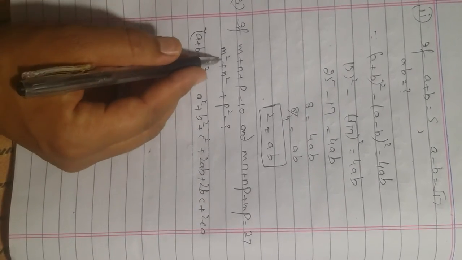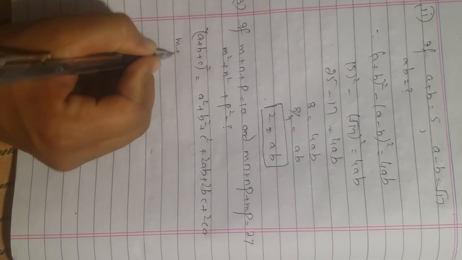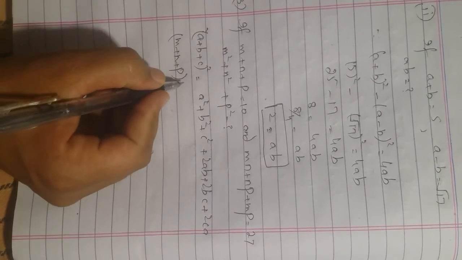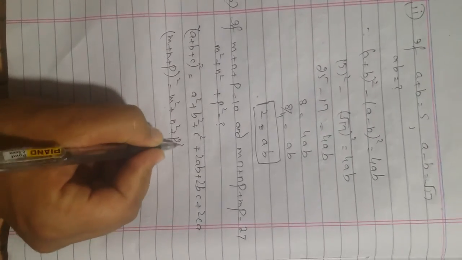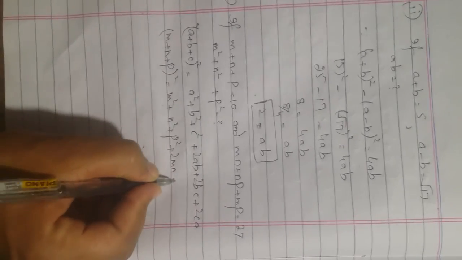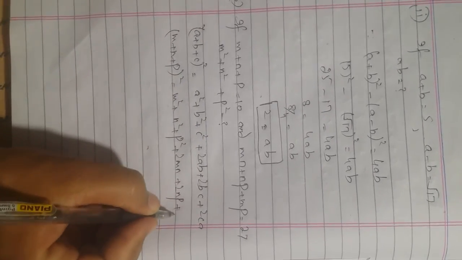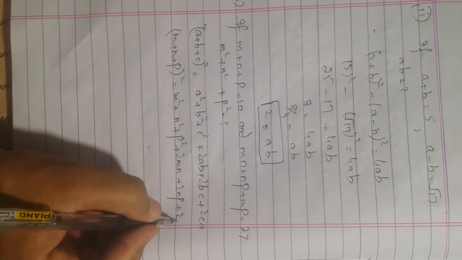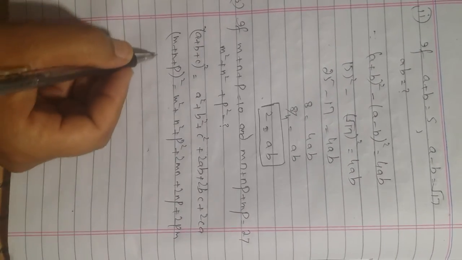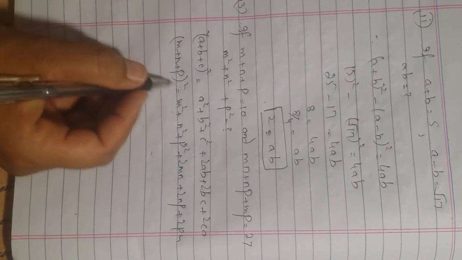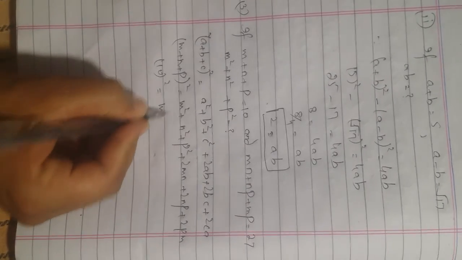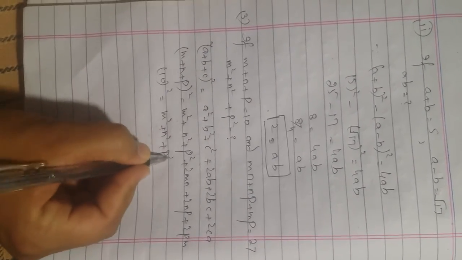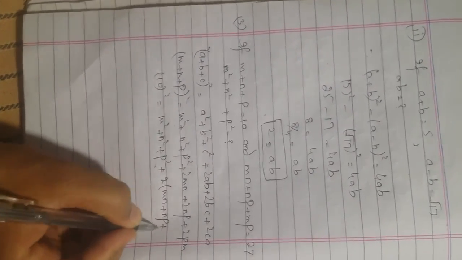Okay, now here m plus n plus p will be used. (m + n + p) whole square is equal to m square plus n square plus p square plus 2mn plus 2np plus 2pm. The value of m plus n plus p is equal to 10, and we have to find m square plus n square plus p square. We take the common 2, mn plus np plus pm.